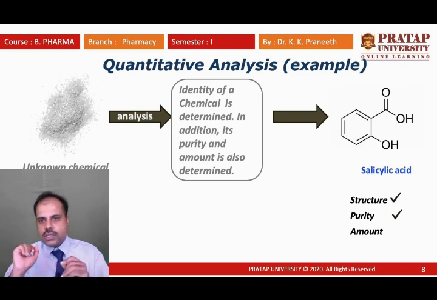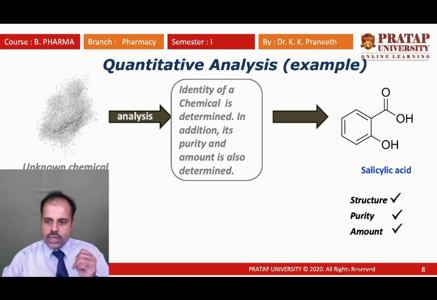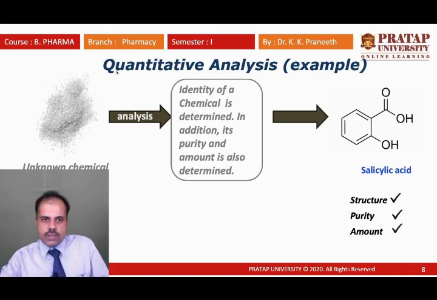How pure is this compound, 90%, 95% pure, and how much quantity, how much amount of this substance is present, is found by using this quantitative analysis. So these two important methods, you should thoroughly understand the difference and the importance of qualitative and quantitative analysis.